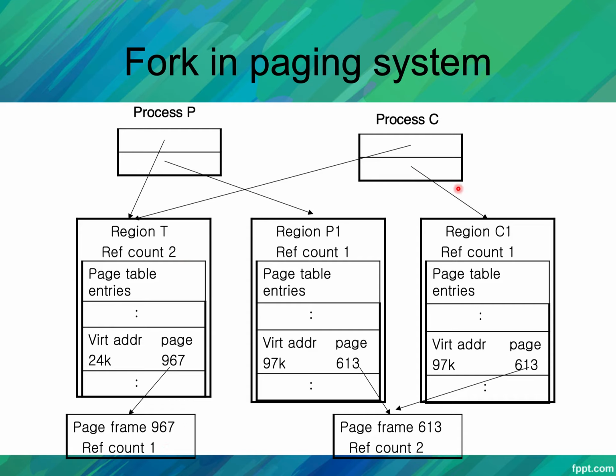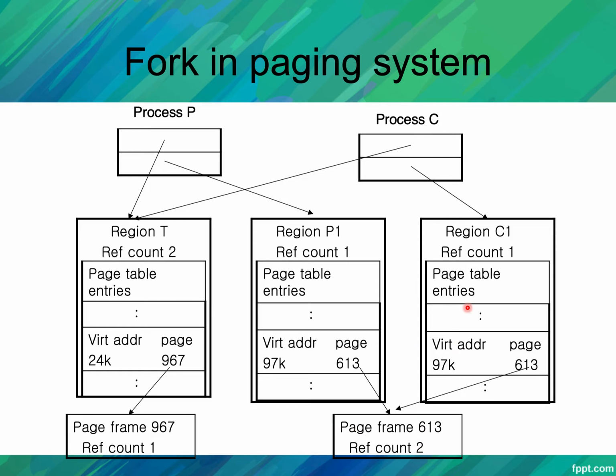But here, if you see, there is another private region which is created for process C, and that will be loaded inside your secondary memory, and whenever it is on demand, that particular page will be loaded, and that is why we have this page frame count, reference count, and other things.